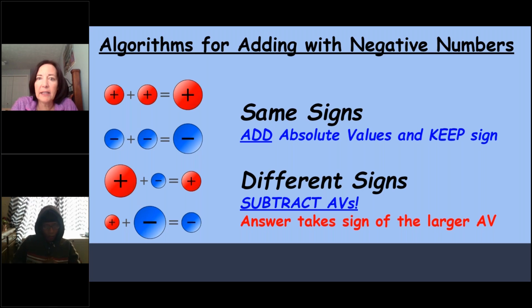When we're adding, if the signs are the same, we add the absolute values. If the signs are different, we subtract the absolute values. Those are the 2 things. You just need a little more practice knowing when to add and when to subtract. So write down those notes.